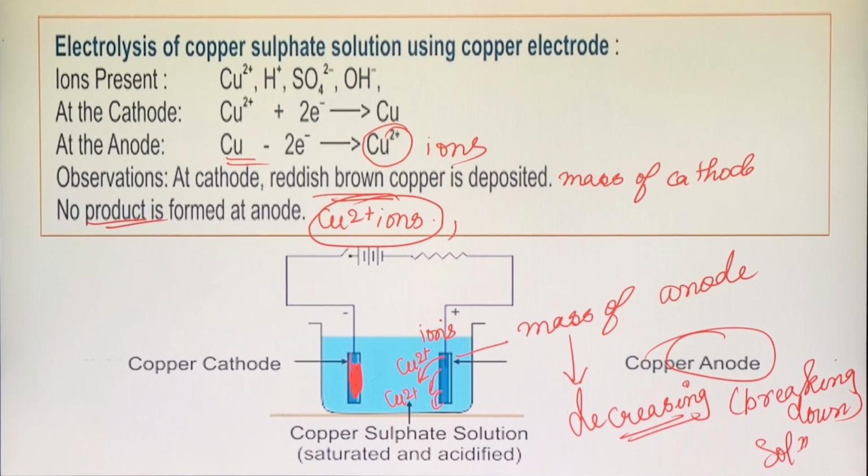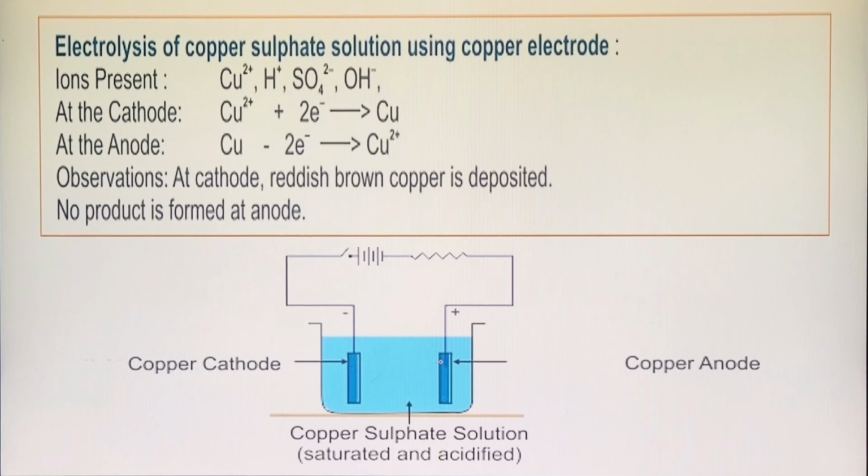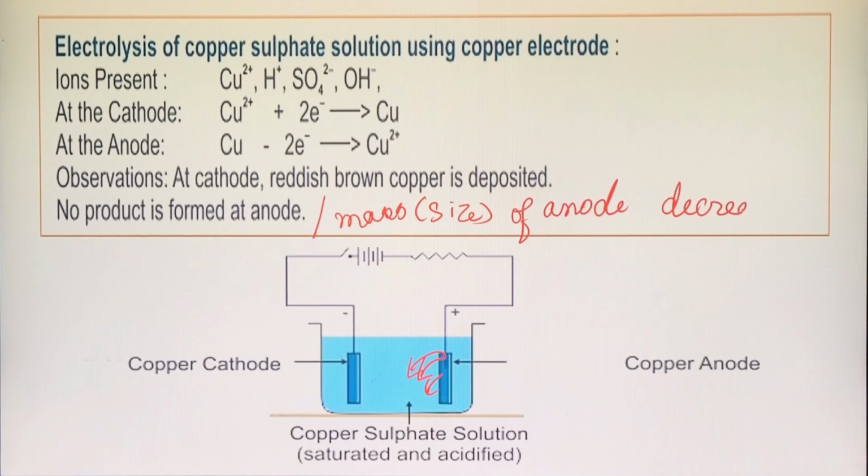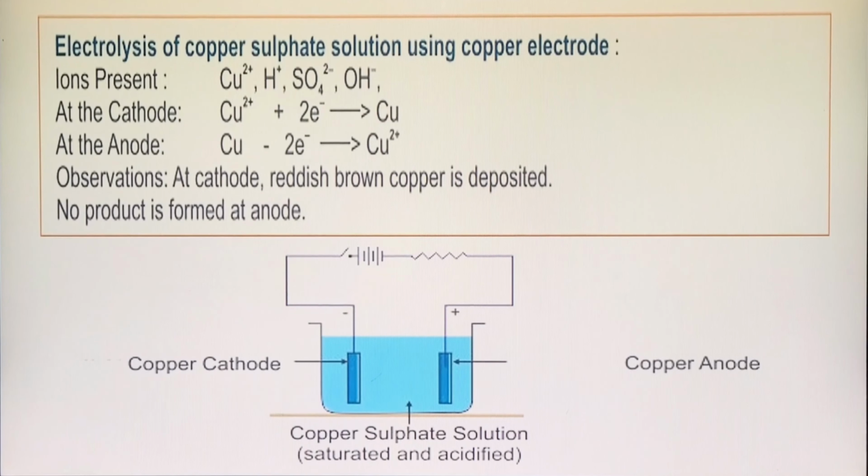If my anode is breaking down, if my anode has started falling down into the solution, I know for sure that the mass, the size of the anode would start decreasing. It will start reducing. So what is the observation you have to remember here, children? That the mass of the anode will start reducing. The size of the anode will start decreasing. I hope this is clear to you.